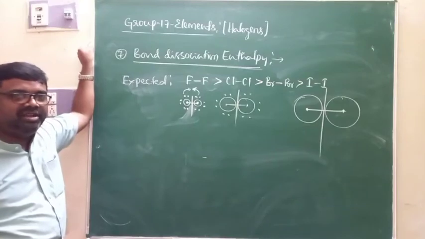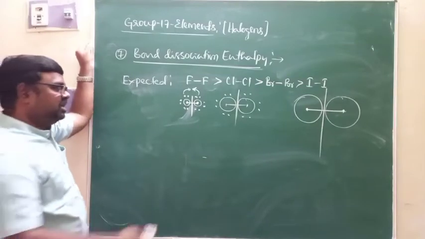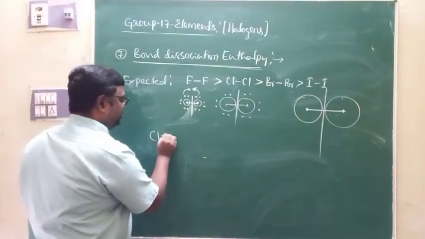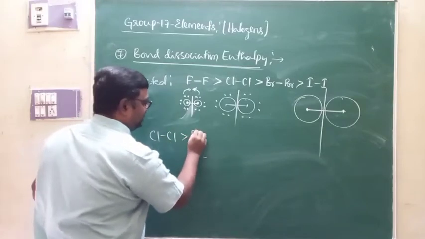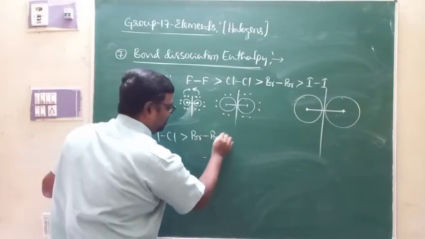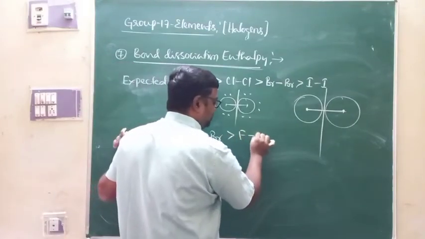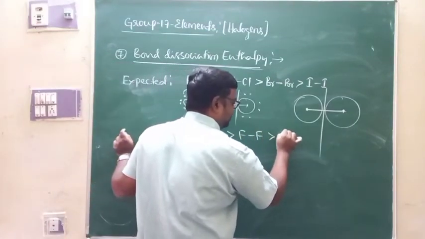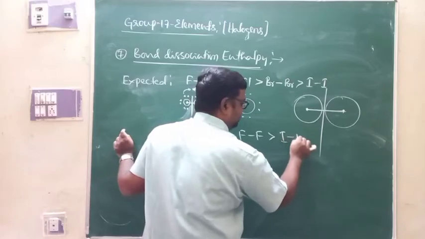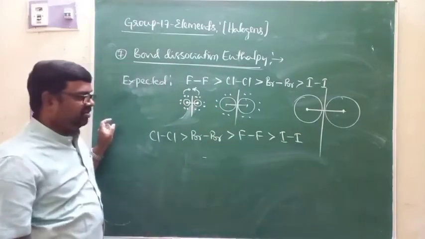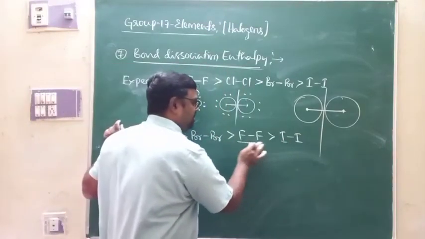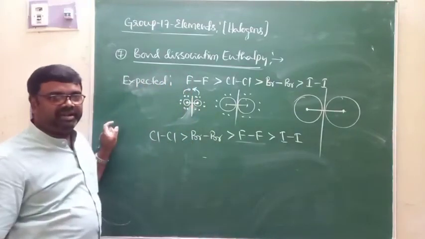Bond dissociation enthalpy of fluorine decreases, and because of that bond dissociation enthalpy of chlorine is greater than bond dissociation enthalpy of bromine, and that is greater than bond dissociation enthalpy of fluorine, that is greater than bond dissociation enthalpy of iodine there. ಈ ತರ ನೋಡಿ bond dissociation enthalpy ನಾವು ಎಕ್ಸ್ಪೆಕ್ಟ್ ಮಾಡಿದಕ್ಕಿಂತ ತುಂಬಾನೇ ಕಡಿಮೆ ಆಗ್ಬಿಡುತ್ತೆ.